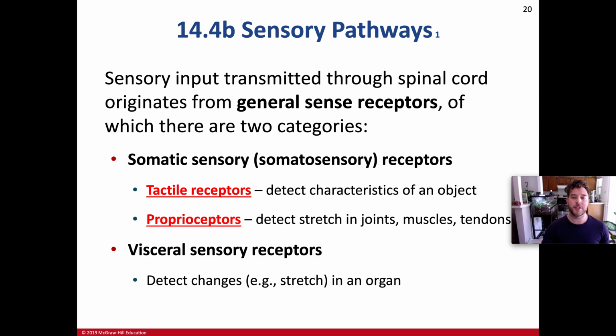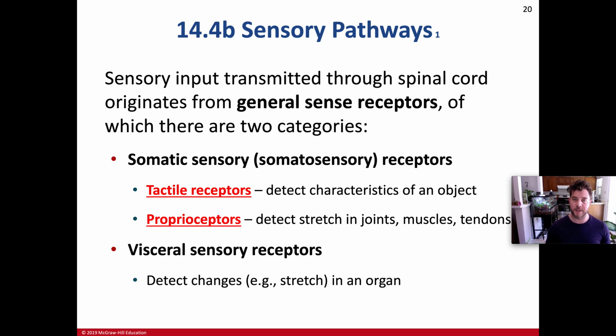Sensory input is transmitted through the spinal cord from the body to the brain. It originates from general sense receptors, and there are two categories of those. These are general sense receptors, not special sense receptors like your tongue, your eyes, or your nose. These are general sense receptors all over your body.